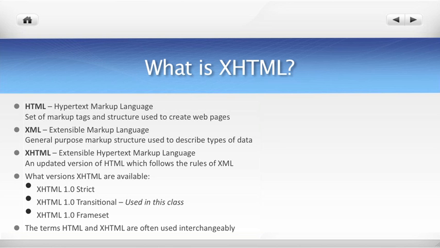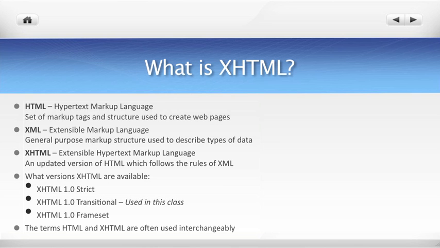XHTML 1.0 Transitional is the most flexible of the 3 versions of XHTML available to us, and it's the version of XHTML that we will be using in this class. XHTML 1.0 Transitional will allow the syntax of HTML to be validated by our web browser. We'll come back to validation in a later lesson, but our web browser needs us to tell it what version of XHTML or HTML we are going to use to help that browser interpret our markup.